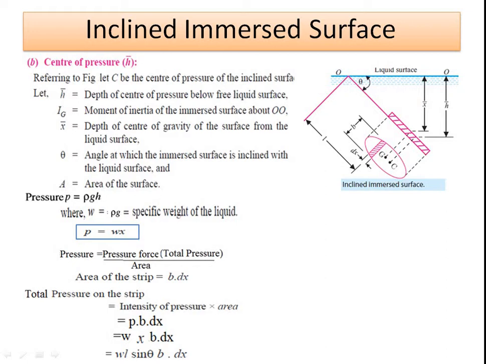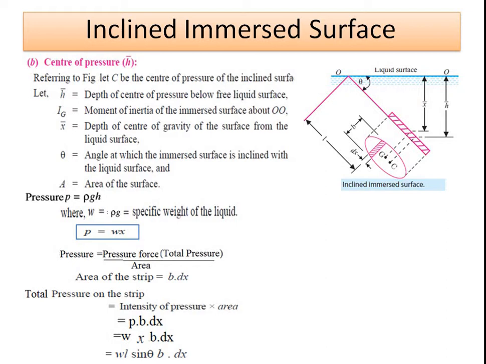We know that for a small strip, we have considered a small strip here with width B and depth dx at the distance L. Then we know that the pressure acting here is nothing but rho into g into h, considered for the small strip. Now we know that rho into g is W, so pressure P can be given as W into x.